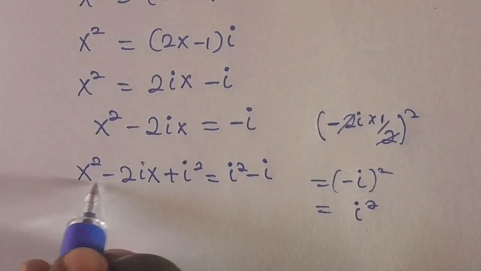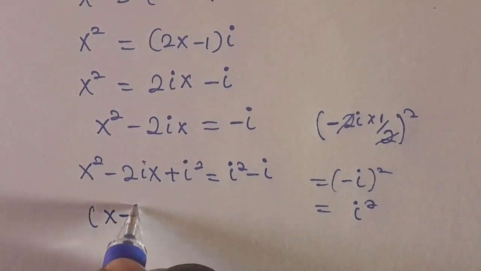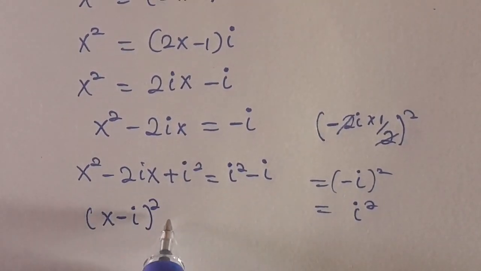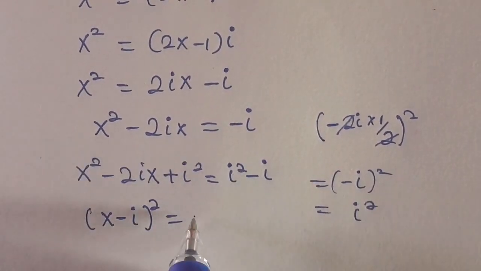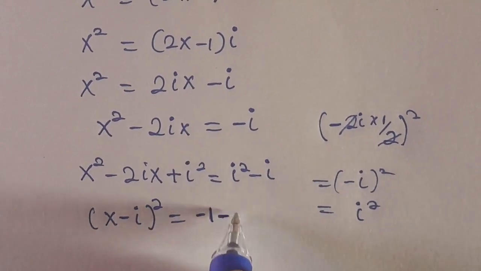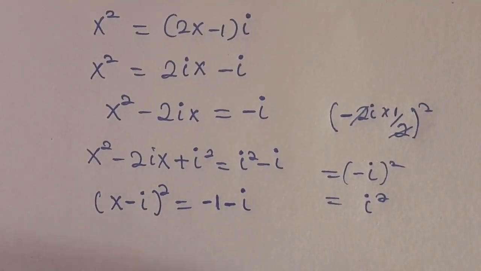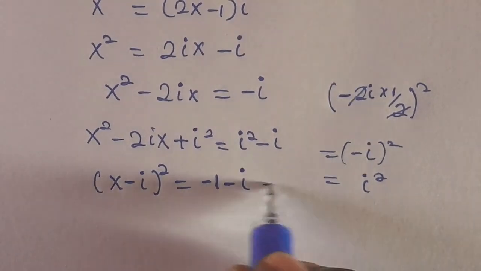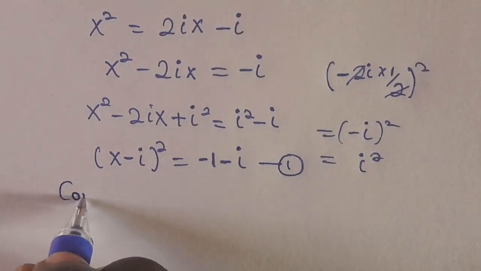This implies that the whole of this is (x minus i) all squared, equals, since i squared is always minus 1, minus 1 minus i. We note this as equation 1.